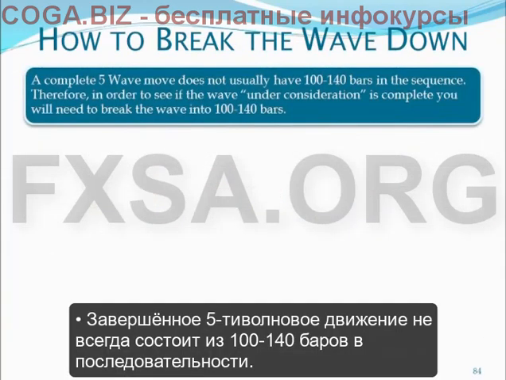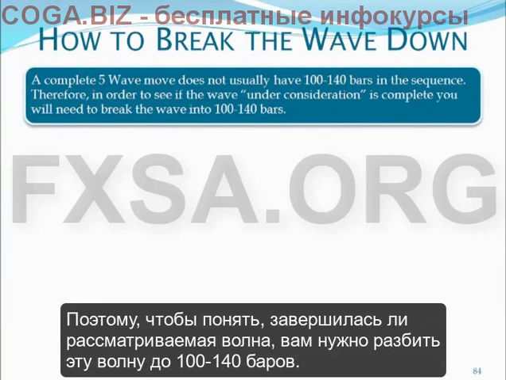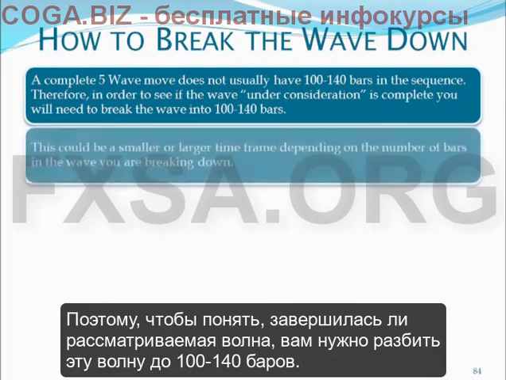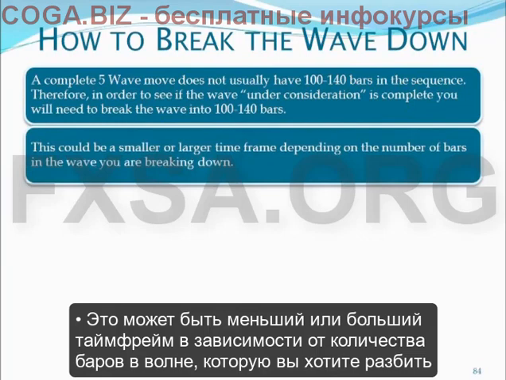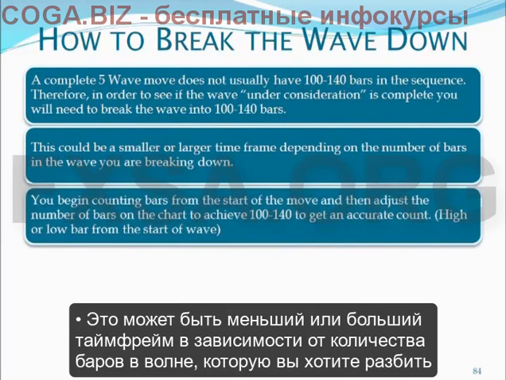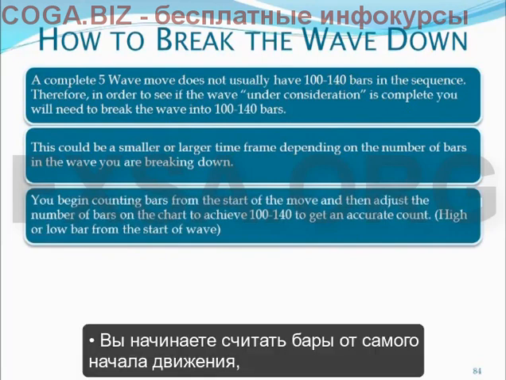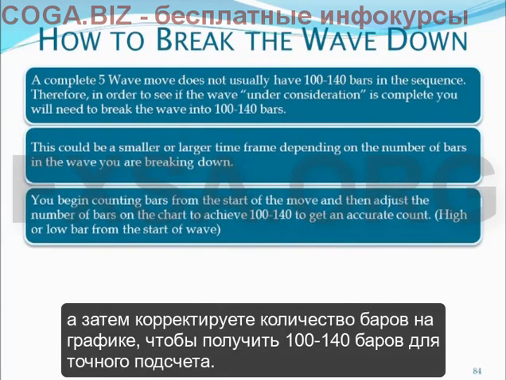A complete 5-wave move does not usually have 100 to 140 bars in the sequence. Therefore, in order to see if the wave under consideration is complete, you will need to break the wave into the 100 to 140 bars. This could be a smaller or larger time frame depending on the number of bars in the wave that you are trying to break down. You begin counting bars from the start of the move and then adjust the number of bars on the chart to achieve the 100 to 140 to get an accurate count.